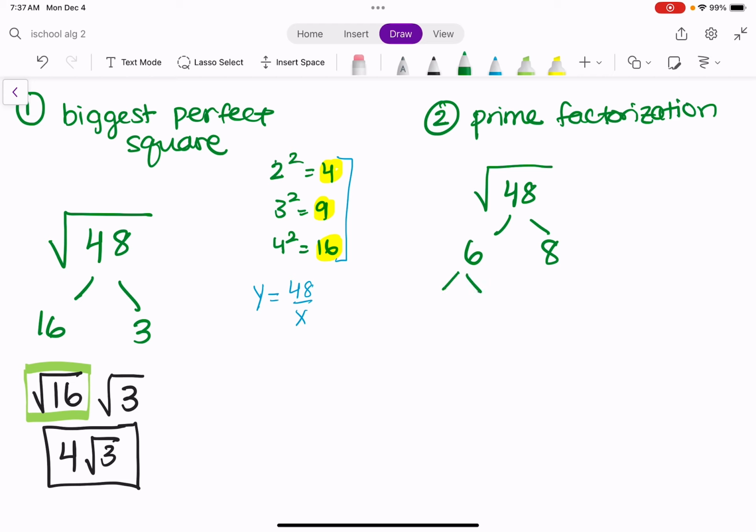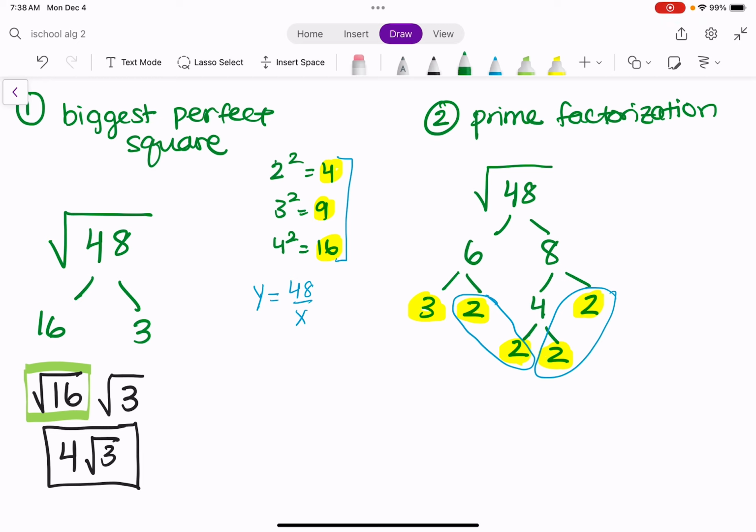I can keep breaking down 6 to 3 and 2. I can break down 8 to 4 and 2, and I can break down the 4 to 2 and 2. So all these numbers now are prime numbers, right? They can only be broken down to the number and 1, which is like 1 is not helpful. What you're going to look for now is you're going to look for doubles. So for example, I have a double of 2's and I have a double of another 2's.